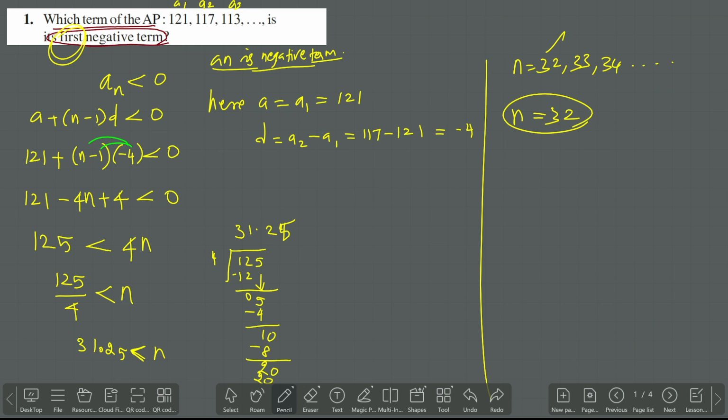That means if you find A32, you will be getting negative for this AP. If you are finding A31, it will be positive. If you are finding A32, it will be negative. Surely it will be coming. If you have a doubt, you just check. A plus 30D. A value is what? 121. D value is what? Minus 4. Minus 4 into 30?